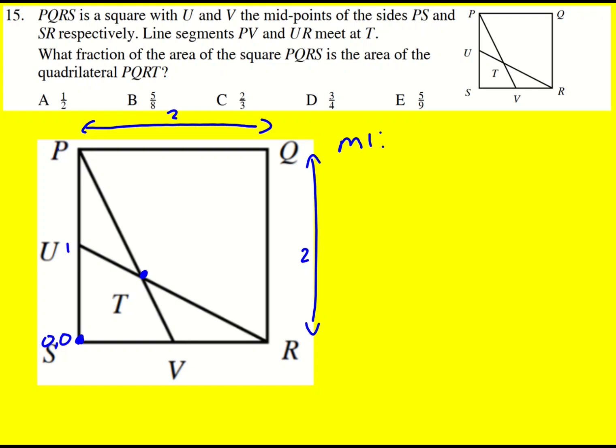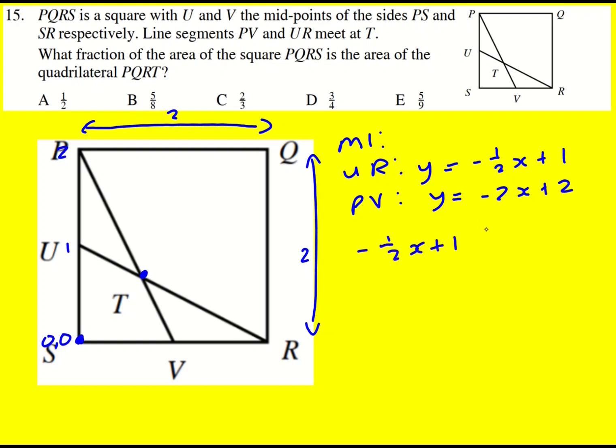You could call it x if you wanted, but just to make life easier, let's use numbers. So then this will be 1 and this will be 2, and I'm actually now going to find the equation of UR. Well, there's a gradient, it's going along 2 and down 1, so it's going to be minus a half x plus 1. And then if I take a look at PV, that would be y equals, well, the gradient is now minus 2 because I'm going along 1 and down 2, so minus 2x plus 2, and I can set these equal to one another. Minus a half x plus 1 is equal to minus 2x plus 2. That makes it 3 over 2 x equals 1, so x is 2/3.